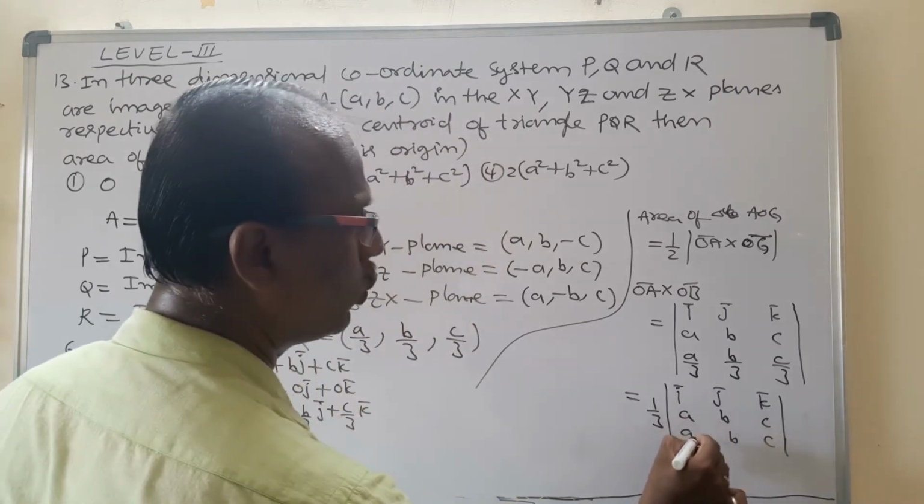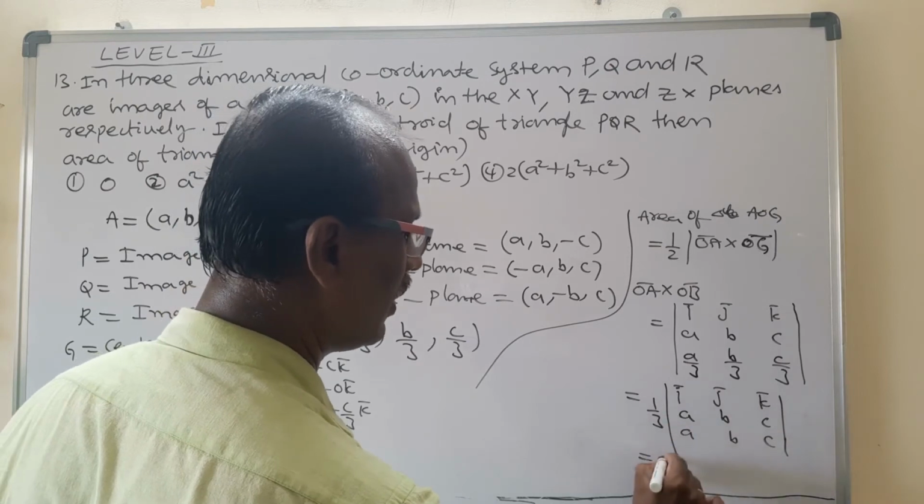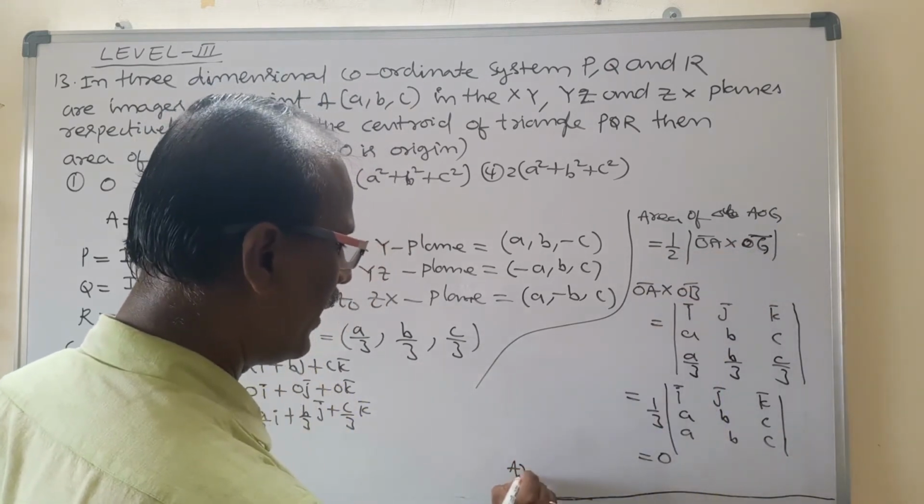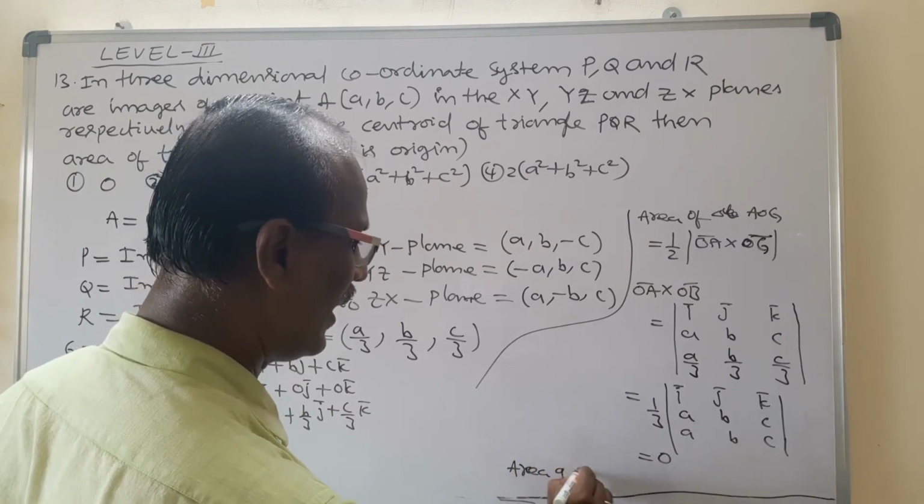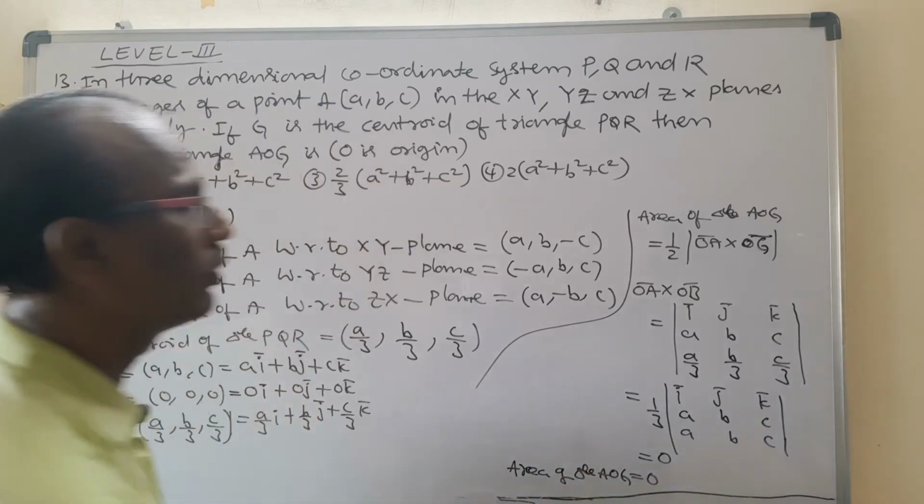In a determinant, if two identical rows are there, then the determinant value is 0. So 1 by 2 into 0 is 0. The area of triangle AOG equals 0.